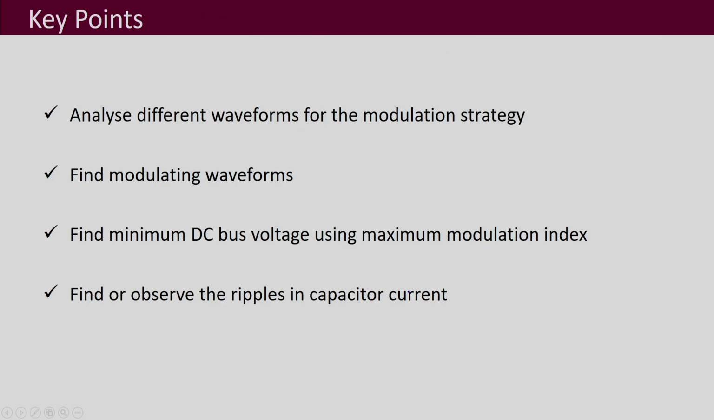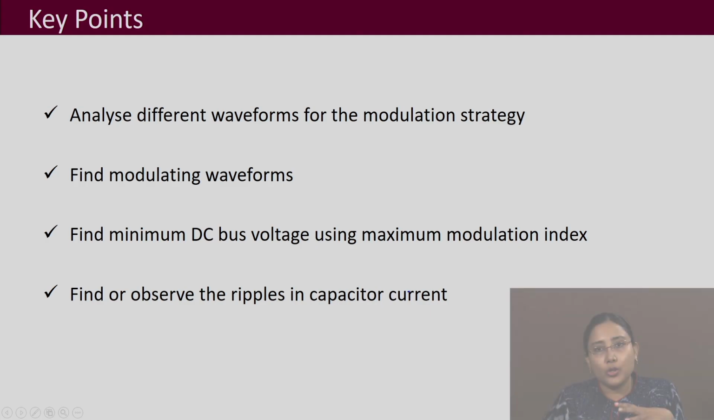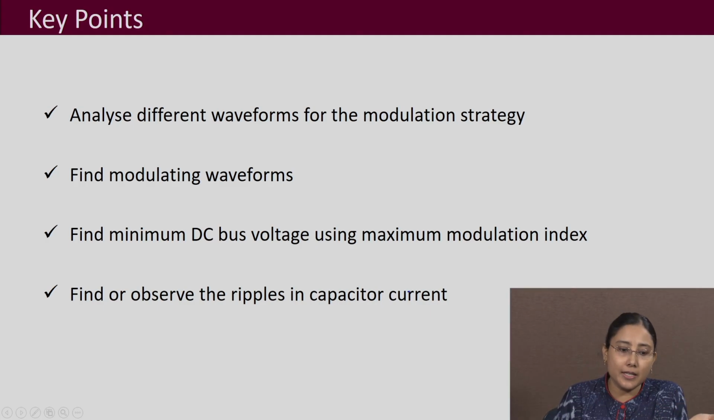So, the key points of this lecture are that when you choose a modulation strategy, you have to analyze that modulation strategy. Different modulation strategies are there. You can pick one for your converter, and you can analyze different waveforms for that modulation strategy. You have to find out the modulating waveform, because when you are going to design it, you have a particular output that you need. So, you have to get the modulating waveform which can generate that particular output. Those equations are required.